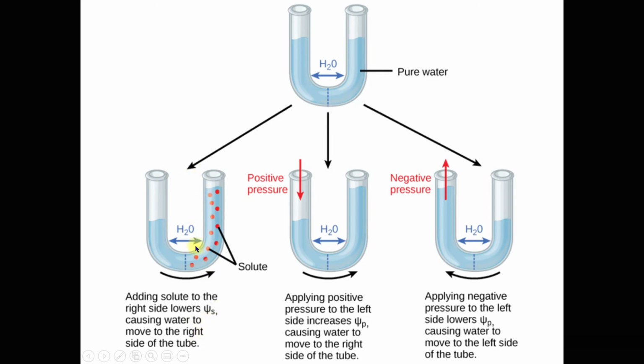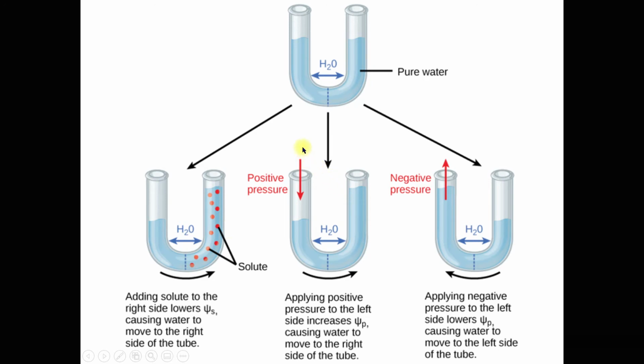Actually, the water potential here, the right side lowers the water potential, causing water to move to the right side of the tube. So the water potential here is greater than here. Here it is 0, here it is negative. So water will diffuse by osmosis to the right side.